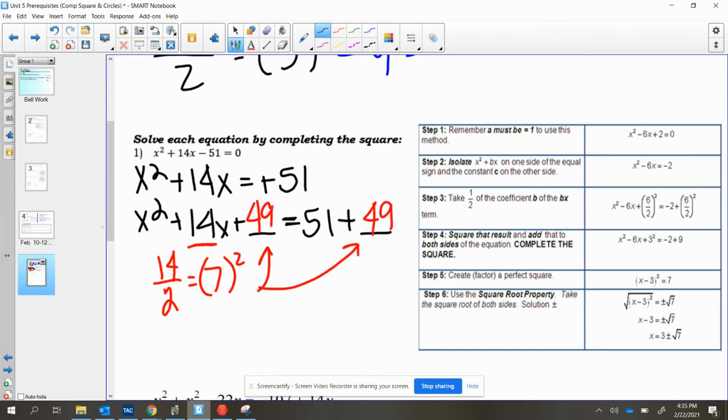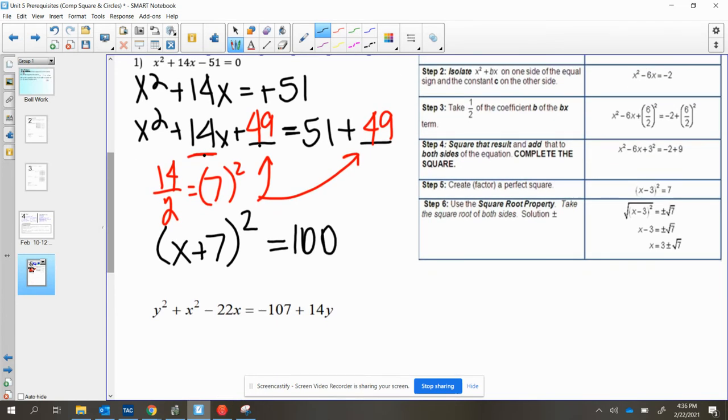Now, to factor this then, what multiplies to be 49 and adds to be 14? Well, what you're going to notice is it's that value you got when you divided by 2, x plus 7 and x plus 7, better known as x plus 7 quantity squared, and then 49 plus 51 is 100.